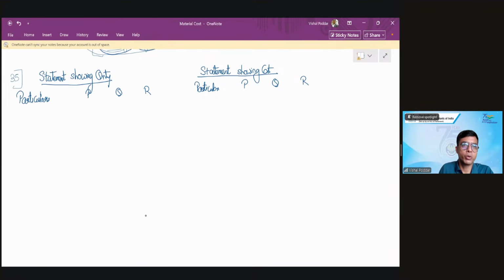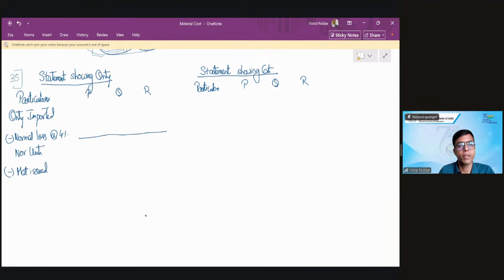So in my statement showing quantity, I will cover quantity imported. So whatever I have purchased or ordered, minus normal loss, which is at the rate of 4%. If you remember the question, students, this is what I require for costing, which I call normal units. But they want further details of how much quantity is consumed, how much is closing. So I will work out that also. Material issued for production. And when I subtract this, I will be left with my closing stock of material.